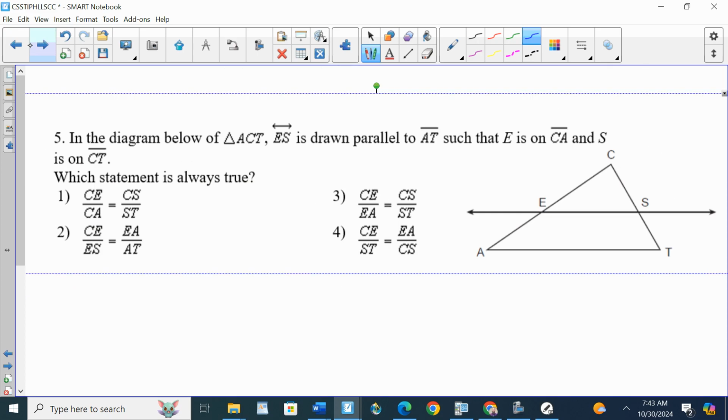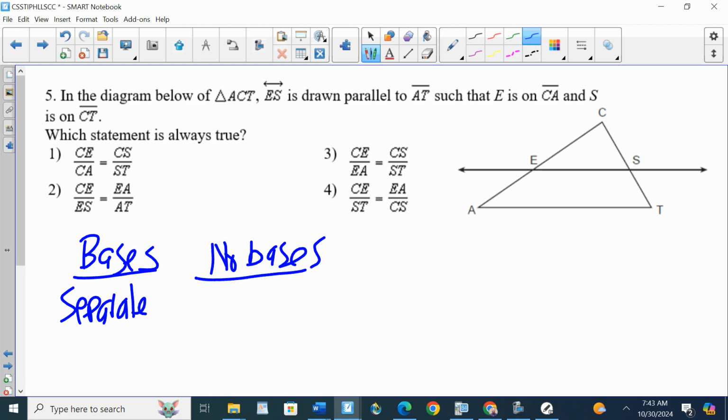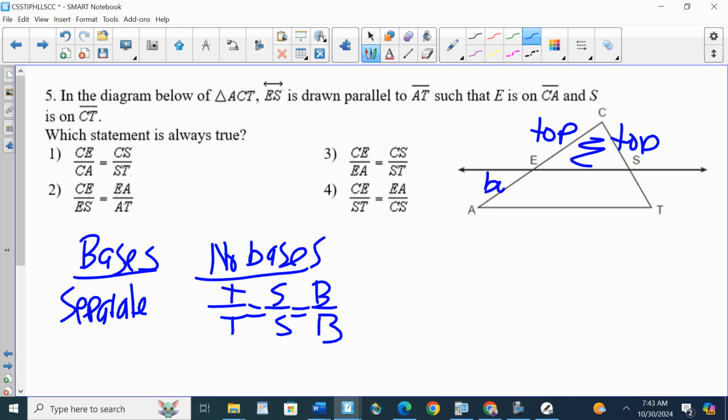Candy corn. I know for candy corn problems, if the bases are involved, separate. That's going to apply here as well. And if the bases are not involved, then we go top over top equals side over side equals bottom over bottom. And again, in this picture, I like to always color on the top. These are your tops, your bottoms, your bases, your side, and your side.